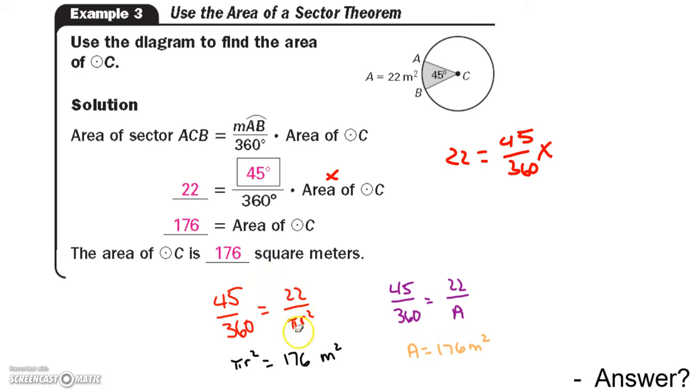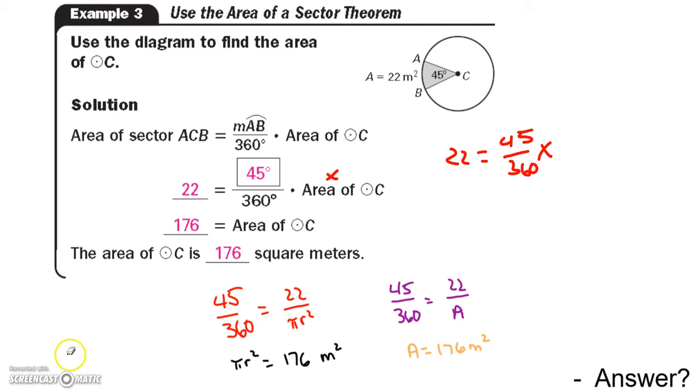And so I can just multiply 360 times 22 divided by 45. 360 times 22 divided by 45 is equal to A, the area of the circle. Remember, pi r squared represents the area. So that's approximately 176 meters squared. So again, part over whole is equal to part over whole.